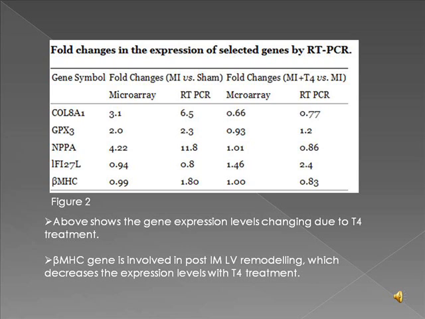The table here shows that with T4 treatment, expression levels changed. For example, in the gene beta-MHC, the microarray did not show much of a difference, but the real-time PCR showed a decrease in beta-MHC expression with T4 treatment, going from 1.80 to 0.83.